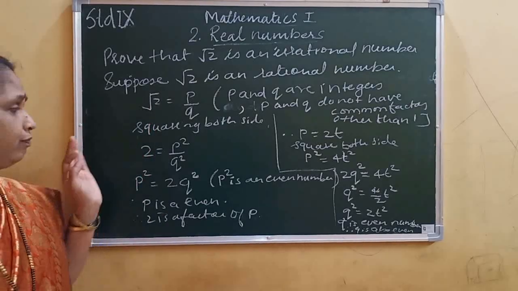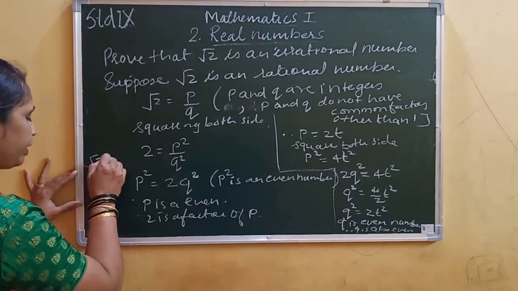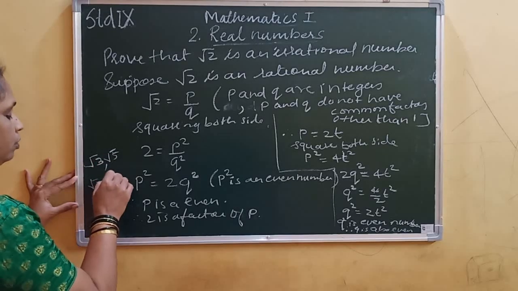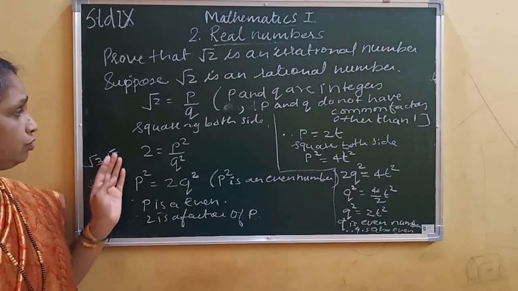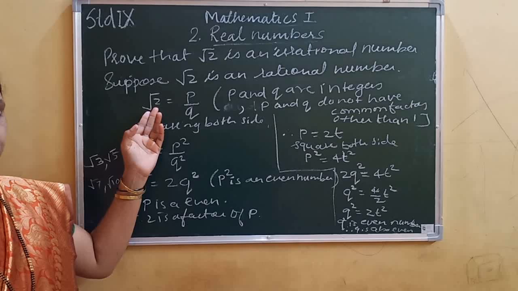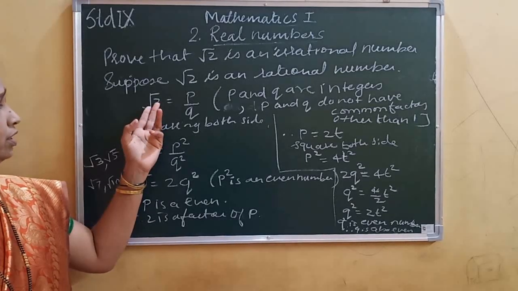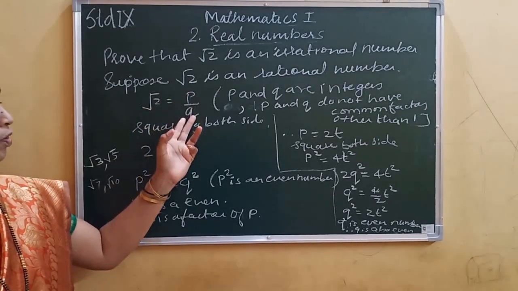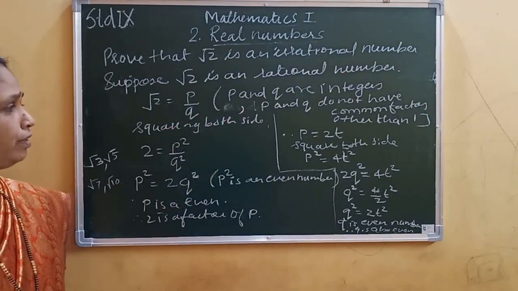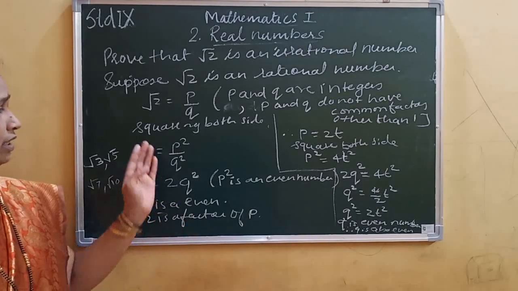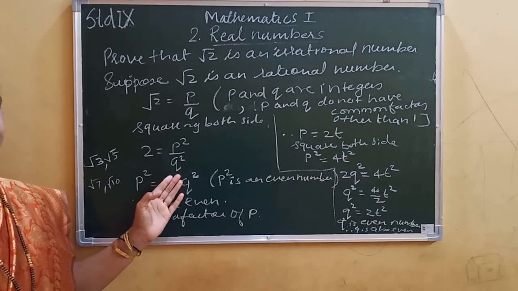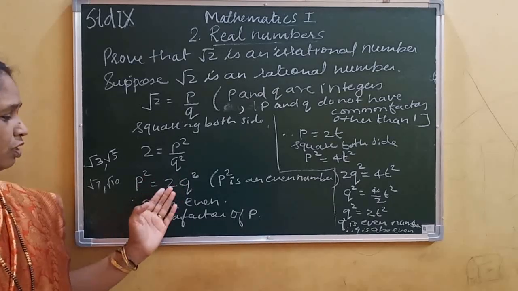The same prediction you can do for root 3, root 5, root 7, root 10. All of these you can consider with this assumption. Instead of root 2, you take root 3. Root 3 is equal to P upon Q, where P and Q are integers, and P and Q do not have common factors other than 1. Then squaring both sides, we get 3 is equal to P square upon Q square. Then P square is equal to what we will get?